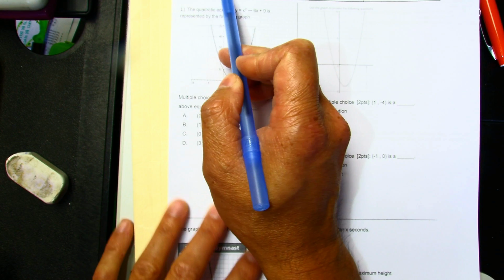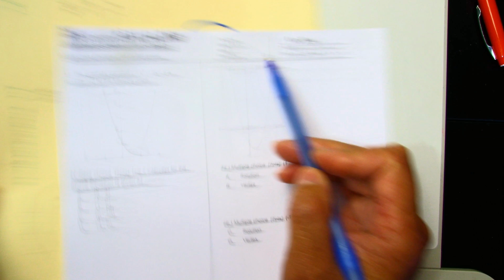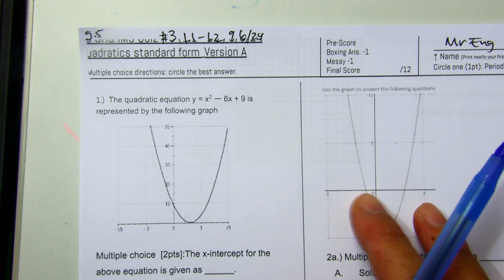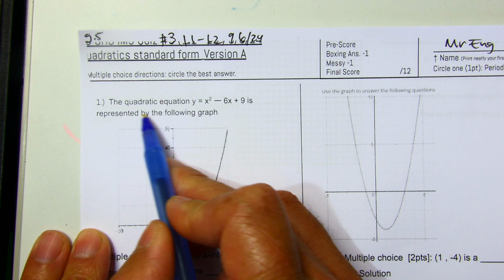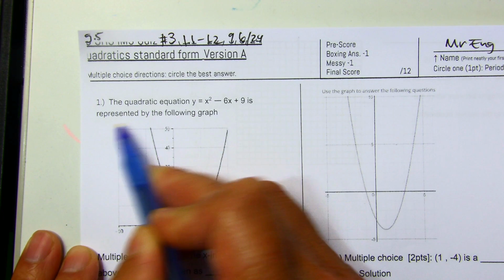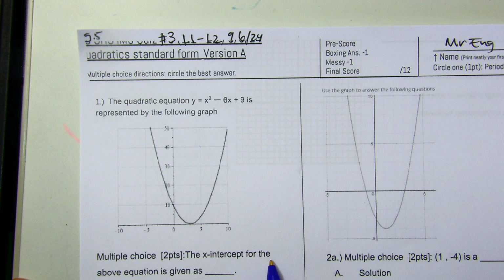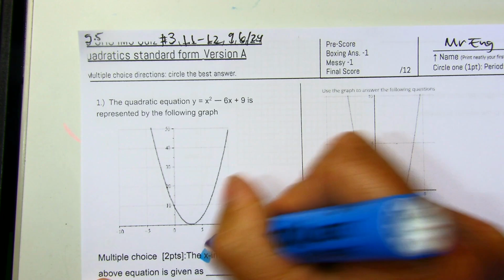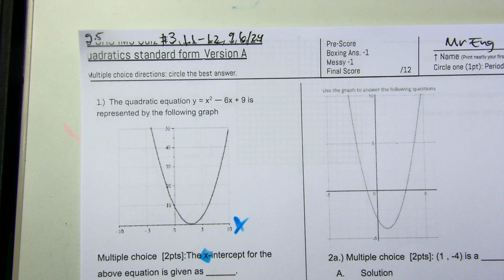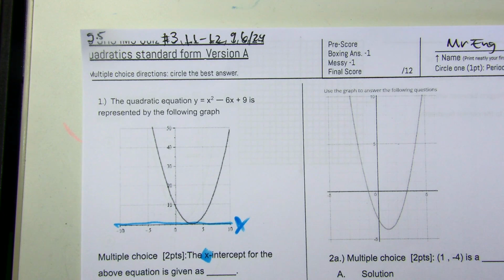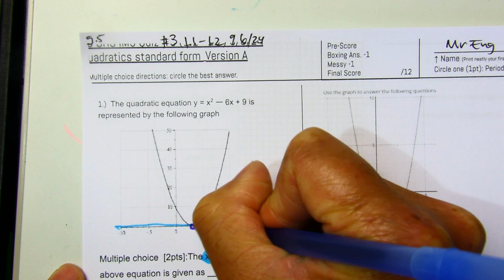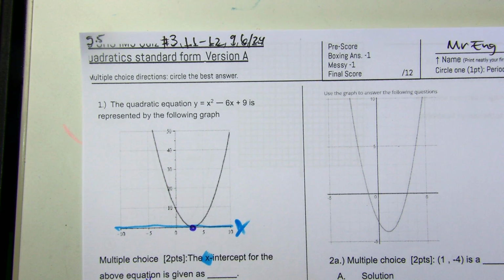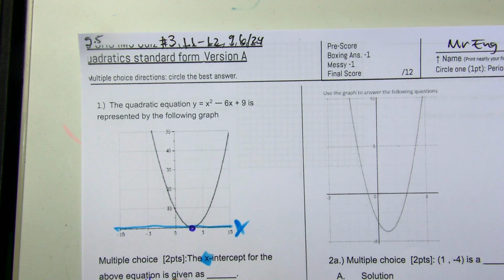Quiz number 3, 1.1 to 1.2, taken on September 6, 2024. Multiple choice: the quadratic equation x squared minus 6x plus 9 is represented by the following graph. The x-intercept of each equation is given as, well, remember an x-intercept has to cross the x-axis. So anywhere it crosses there. In this case, it would be something like this. When we write our ordered pairs, they go x comma y. So on the x side, it has to either be 1 or 3. This would be choice D.